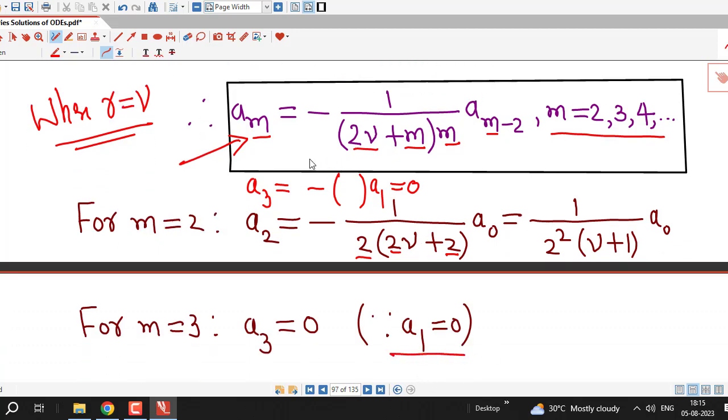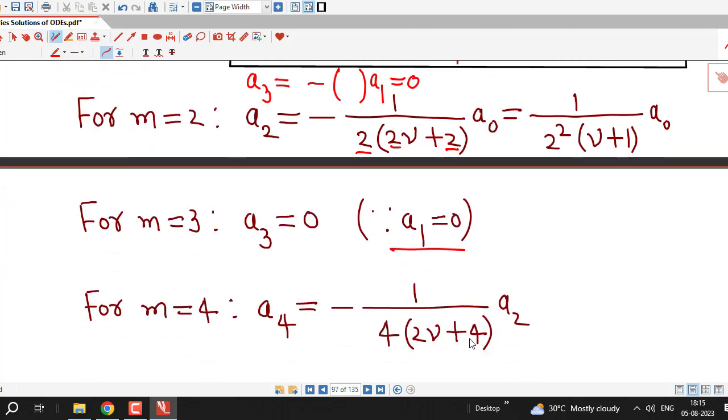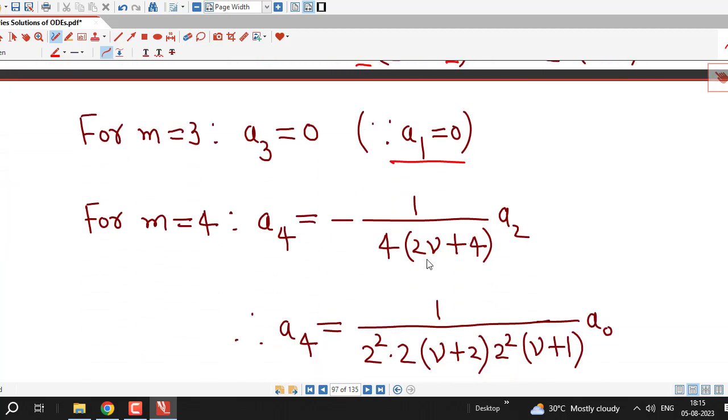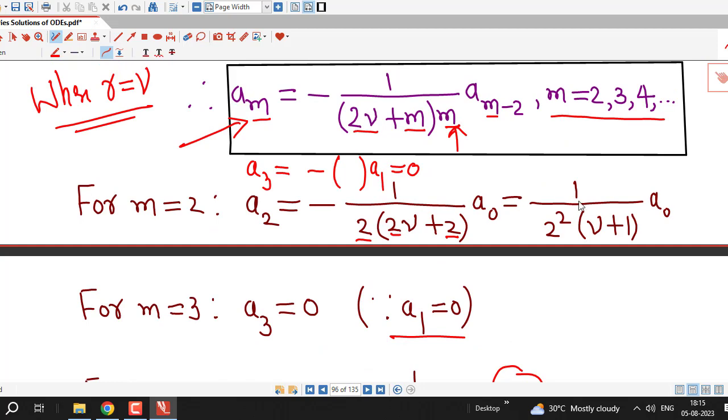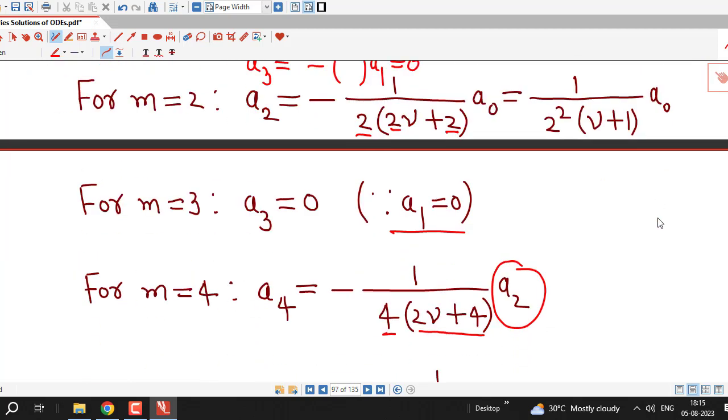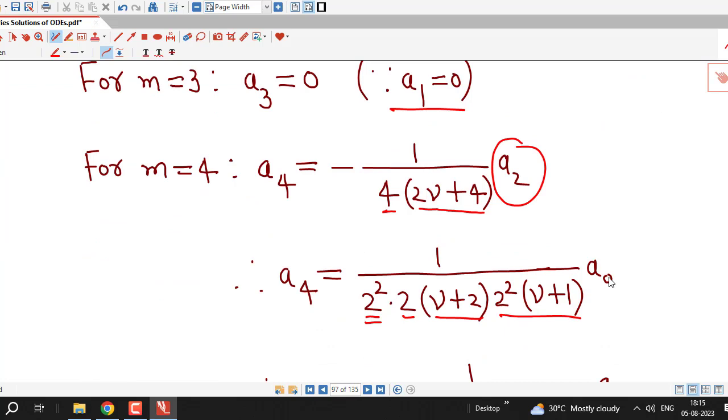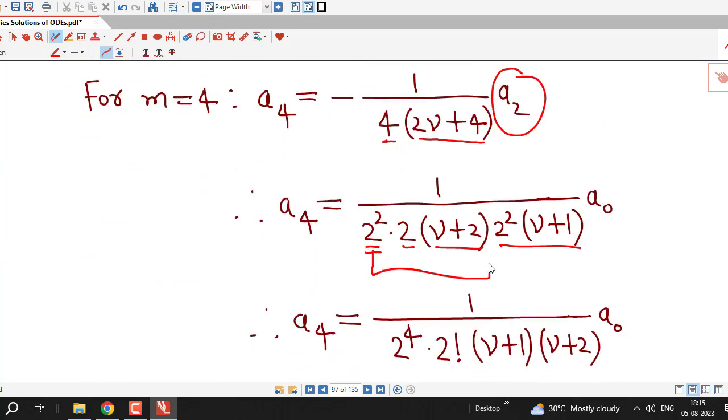Then we take m equal to 4, so we have a4 equal to minus 1 over 4 into 2 nu plus 4, a2. So that I have written here, and in the next step I have taken 2 common, so I have 2 into nu plus 2, 4 is written as 2 square, and we have substituted the value of a2, which is 1 upon 2 square nu plus 1, a0, that is written here. And this we can rewrite as, if I combine these two, I have 2 raised to 4, 2 factorial, nu plus 1 times nu plus 2, a0.